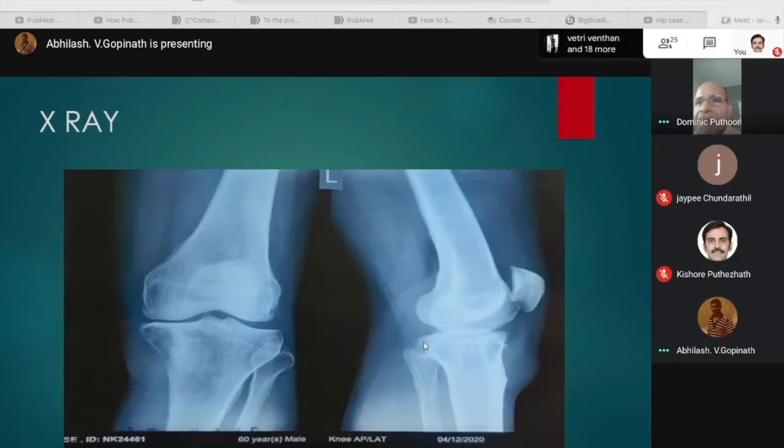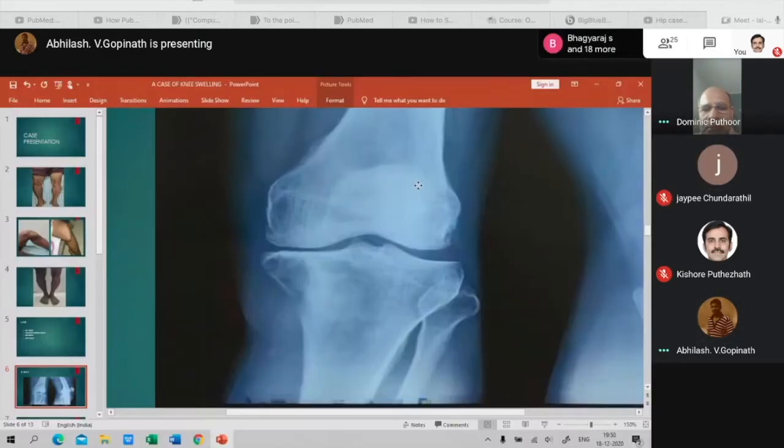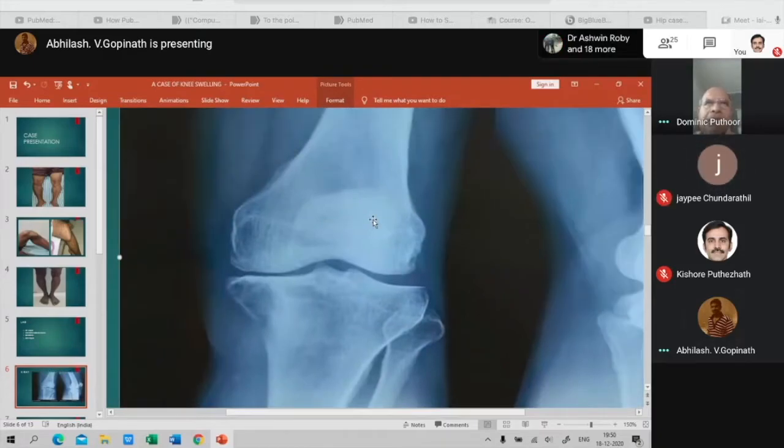Okay. Then what about the margins? Could you enlarge that picture, please? Thank you. The margins of the swelling appear well defined. Sir, there is cortical thinning, and there appears to be a cortical break in the medial tibial condyle. And what about the margins? Sir, margins are relatively well defined.